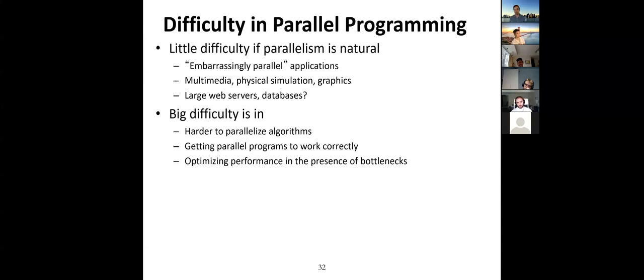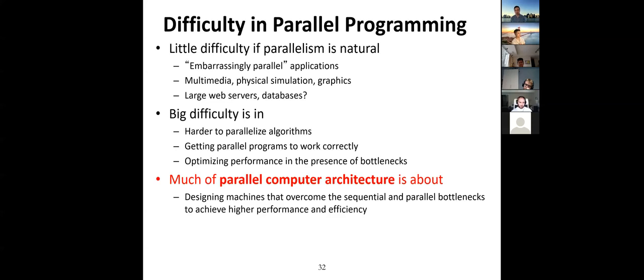So there is optimizing performance in the presence of bottlenecks. Even if it works correctly, good luck getting top performance out of it. The performance can be lost on all different fronts. And much of parallel computer architecture is really about designing machines that overcome the sequential and parallel bottlenecks to achieve higher performance and efficiency. So a lot of the work you deal with in parallel computer architecture is about dealing with either sequential or parallel bottlenecks.